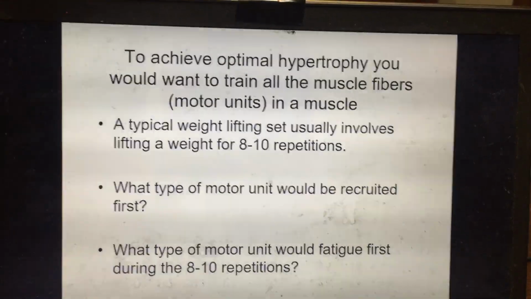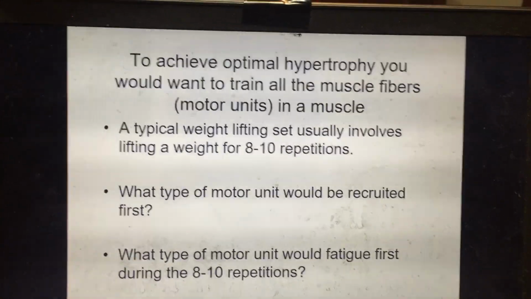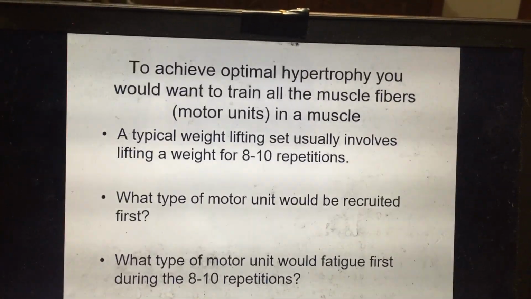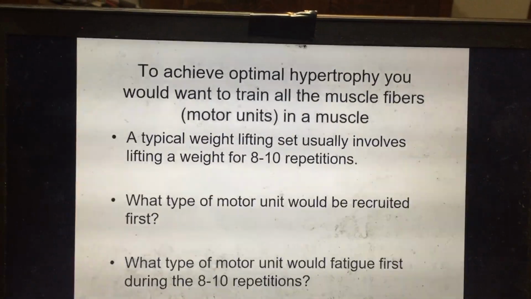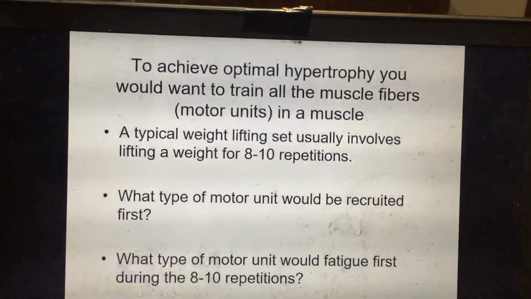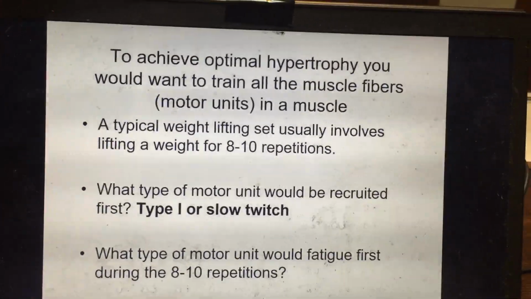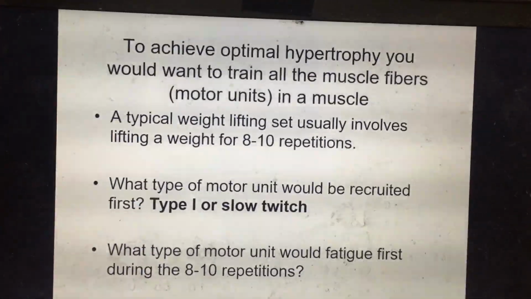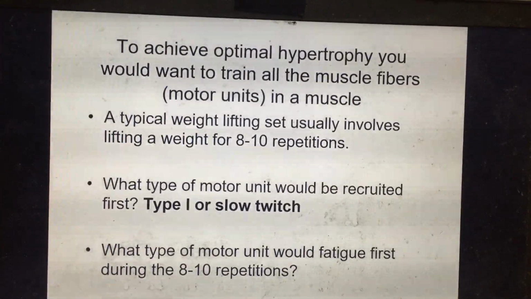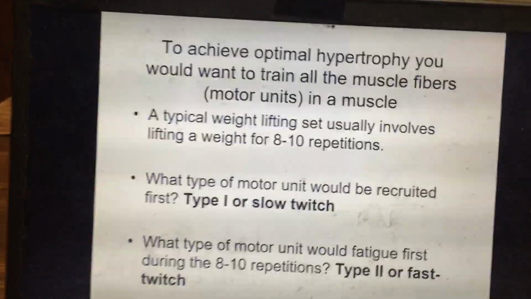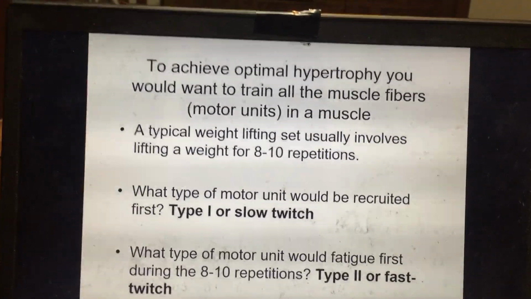From earlier in the course, in the neural section, I talked about the orderly recruitment of motor units, and there's a size principle where your smaller motor units get recruited first. So the ones that are recruited first are your type 1 or slow twitch units, but the ones that would fatigue first are your type 2 or fast twitch units because they're the most fatigable.